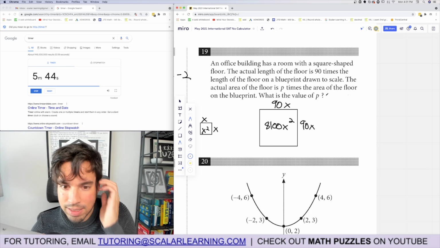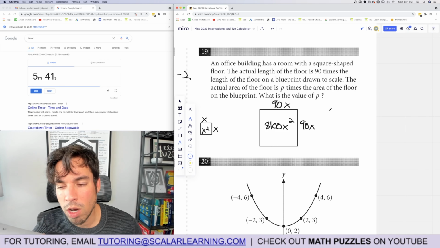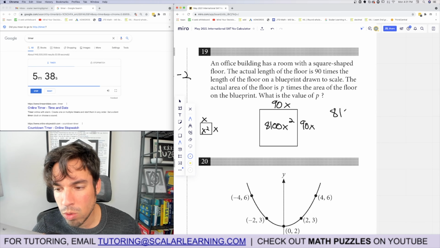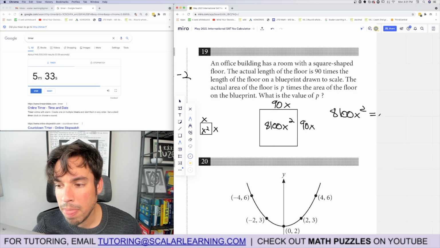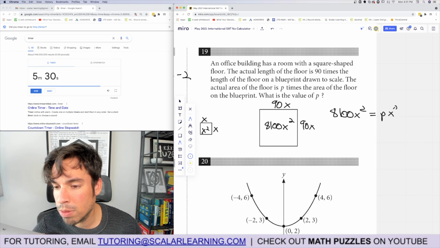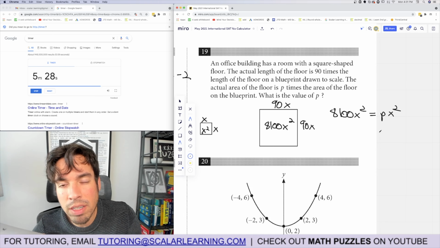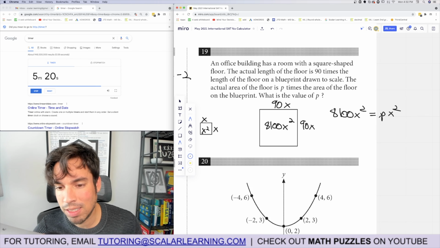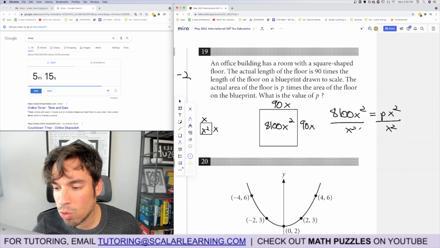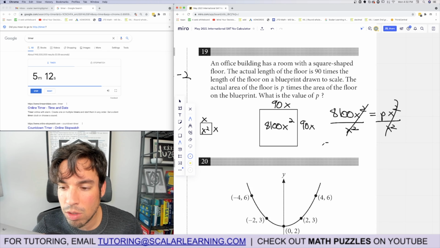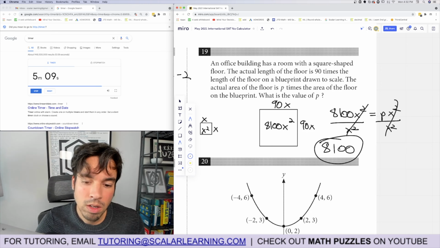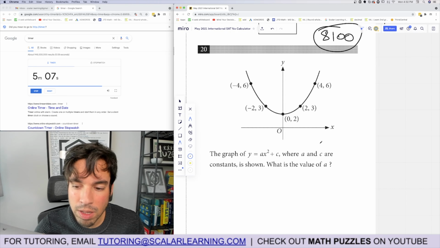There we go. Now we say the actual, watch how I turn this into an equation. The actual area, which is this, of the floor is, that's my equal sign, P times the area of the blueprint. What is P? Now there is no question. You might have already said, hey, it's probably 8,100. Now there's no question that I'm doing it right because I set up an equation explicitly based on the language of the problem. Divide both sides by x squared, cancel, and guess what? P equals 8,100.